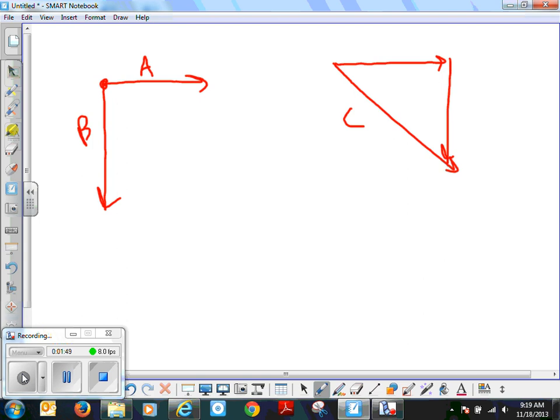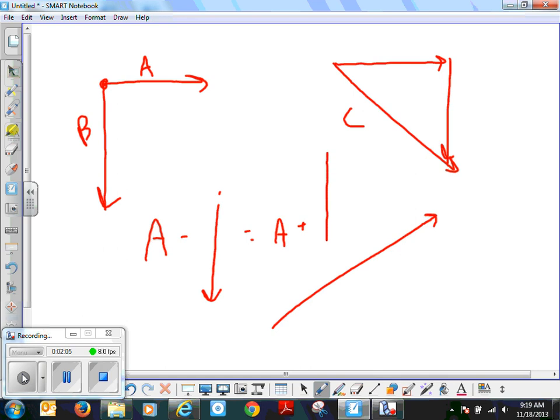What if we go A minus B? What would that look like? It would look like this, right? Because A minus B in that direction is going to be the same thing as A plus B in the opposite direction. So don't forget that. You already know that. Okay?